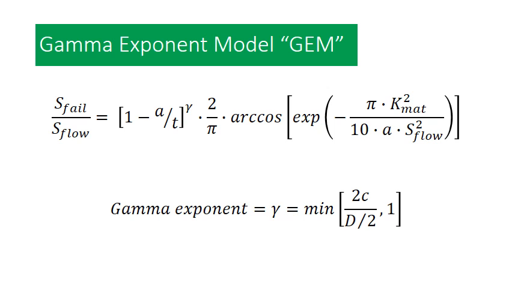We have 2 over pi, arc cos exponential, K squared Mat is, that's going to be our toughness. We have a 10 factor in there. A is our crack depth, and S flow, again, we have the flow strength in there. Now, you'll see that for a crack-like flaw, the gamma exponent is defined as the crack length divided by the pipeline radius, but up to a maximum of 1.